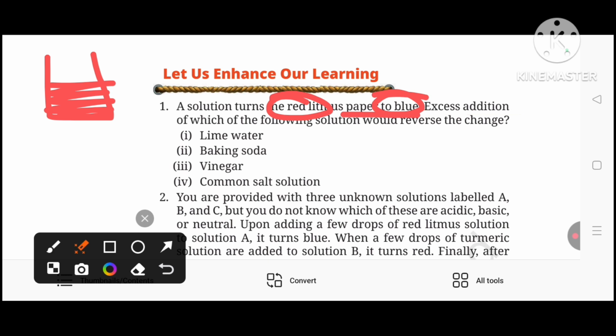The excess addition of which of the following substances would reverse this change? If we add in excess which of these substances, the change in the color will get reversed.